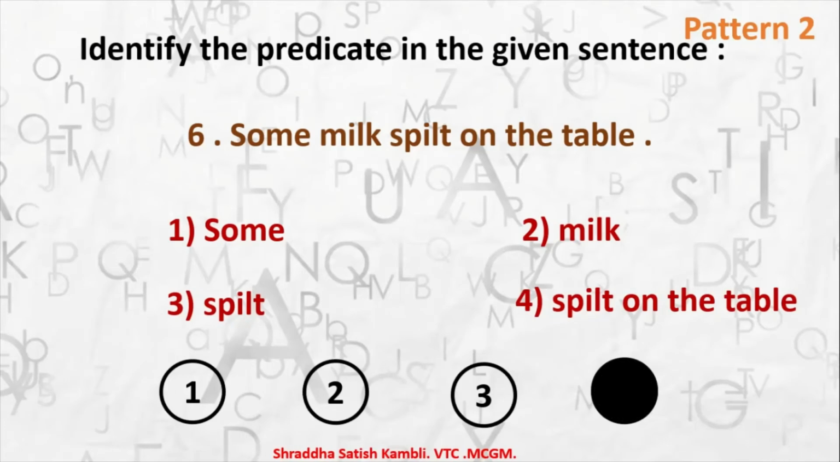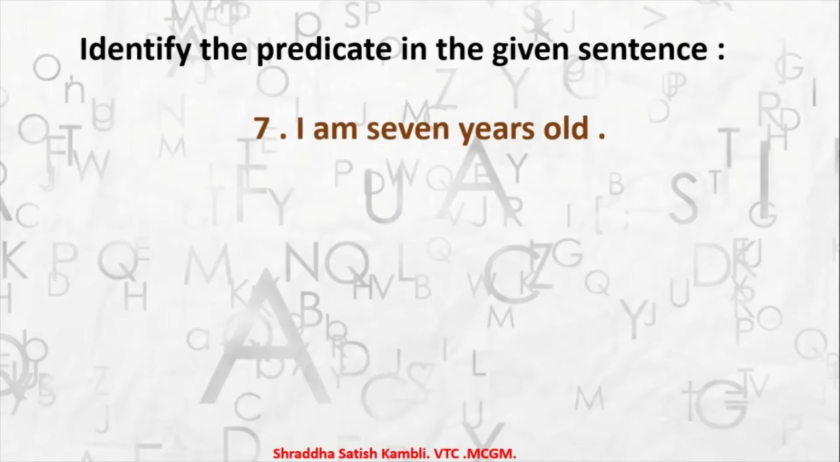Now ask the question: some milk, what happened to some milk? It spilt on the table. So some milk is the subject, and the remaining part of the sentence is the predicate. Okay, come on, let's move on and do the next example.